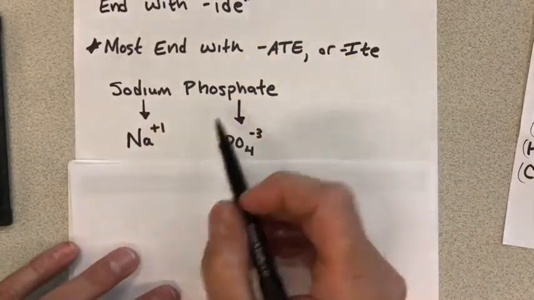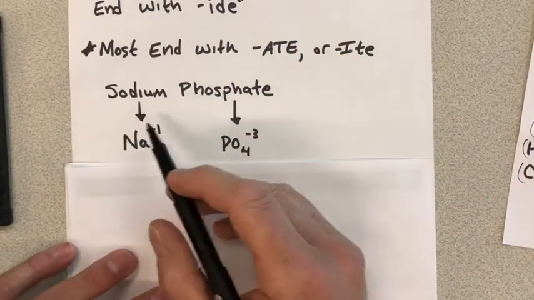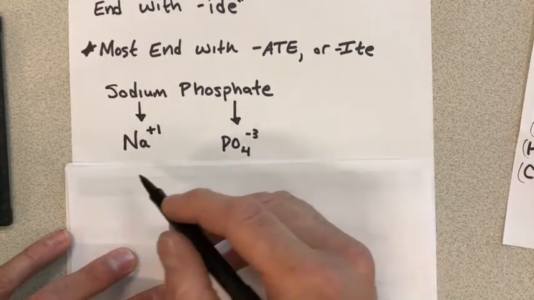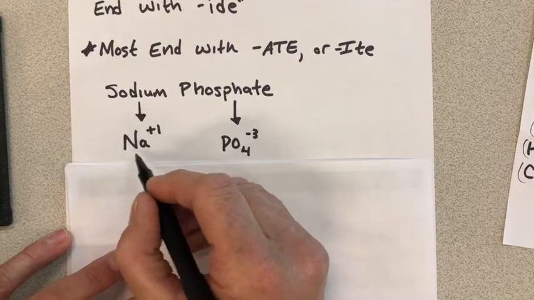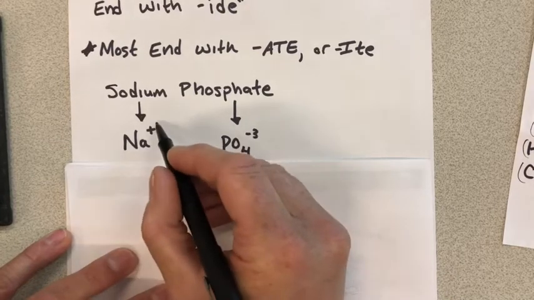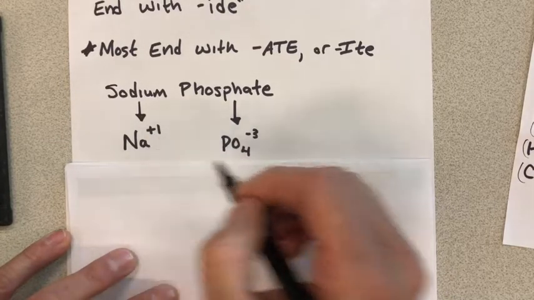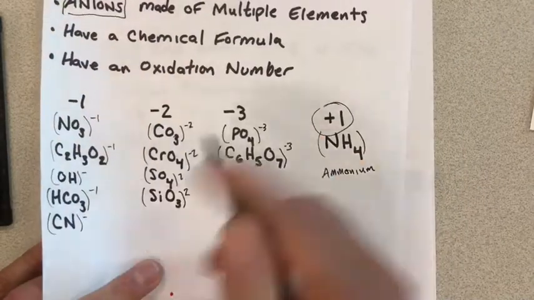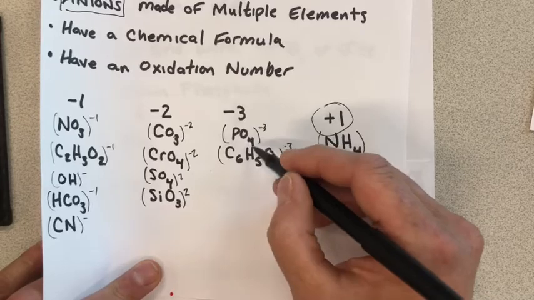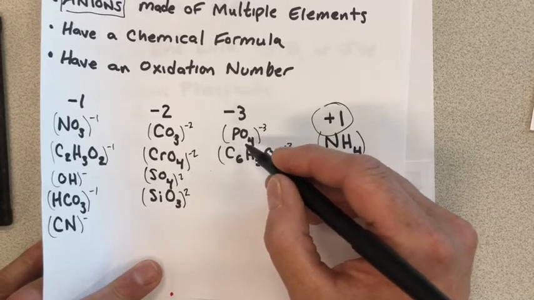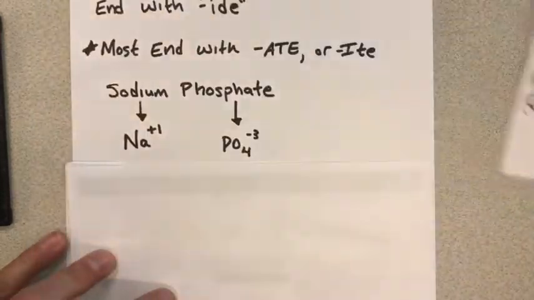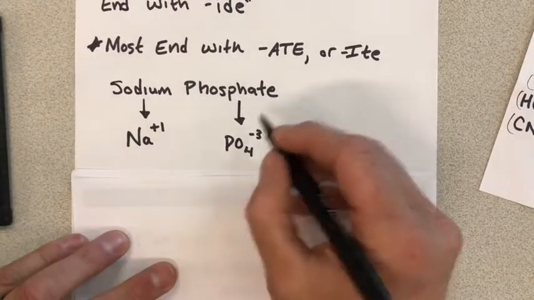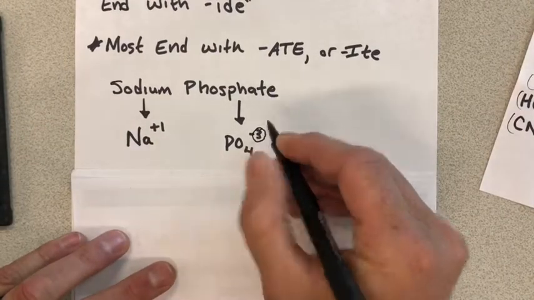Okay, so let's take a quick peek here. So let's say that we want to make a compound called sodium phosphate. So we take our symbols just like we did before. Sodium's symbol is Na, its oxidation state is +1. Phosphate, that comes from this list of polyatomic ions here. Phosphate has a formula of PO4. It's got an oxidation state of -3. And it's just the same way that you did it the first time.